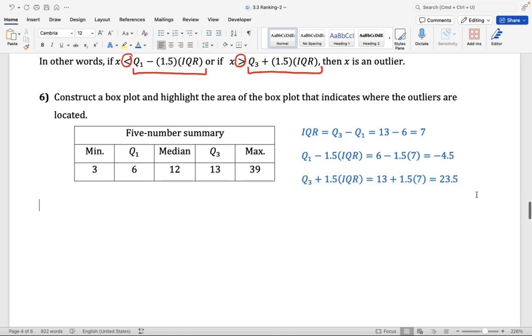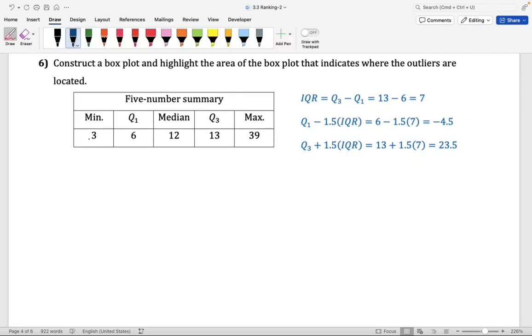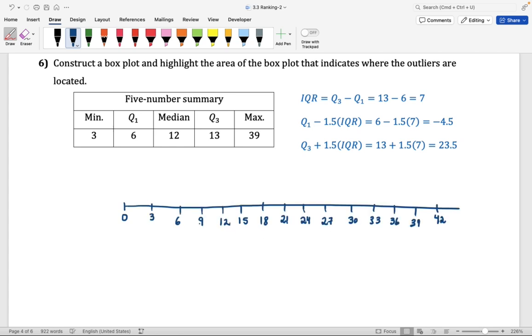So now let's go ahead and construct a box plot to help us visualize the area where we would see those outliers. I see that the minimum is 3 and the maximum is 39. So I'm going to start off at 0 and I'm going to go by 3s. Notice I went from 0 to 42 to ensure that I capture the minimum and the maximum within those values. I could also go from 3 to 39. I just like to have a little bit of space on the left and right before the minimum and after the maximum.